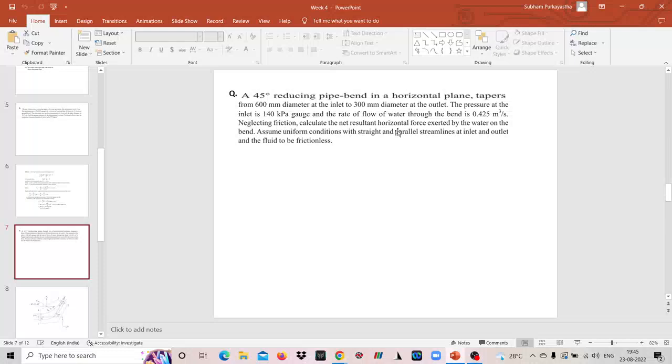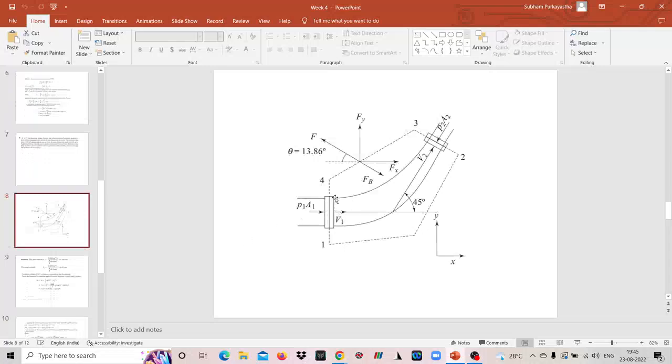Again, there is no need to panic about the final answer. Please look at the solution strategy or methodology carefully. This is the pipe bend, and the bend angle is 45 degrees. This is the x direction, y direction. This is our section 1 and this is our section 2. The area enclosed by these dotted lines 1, 2, 3, 4 signifies the control volume.